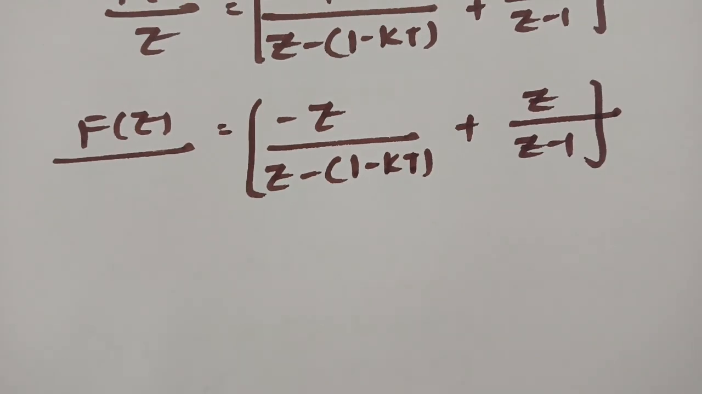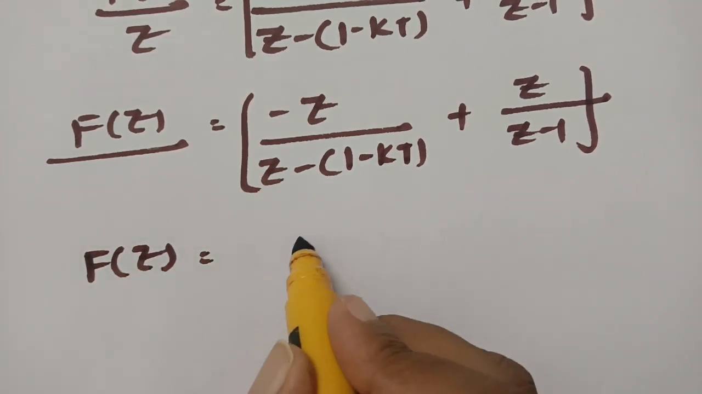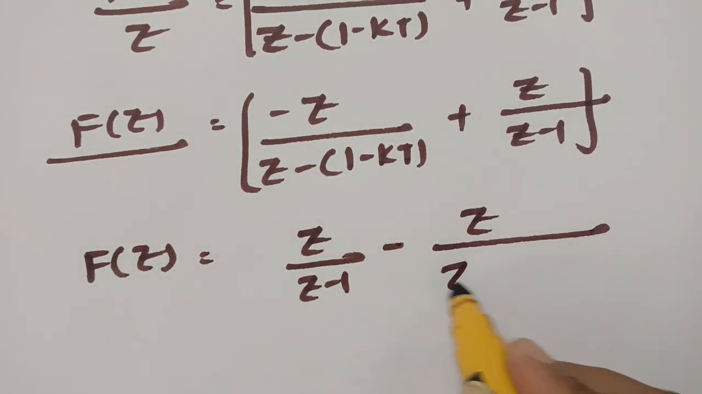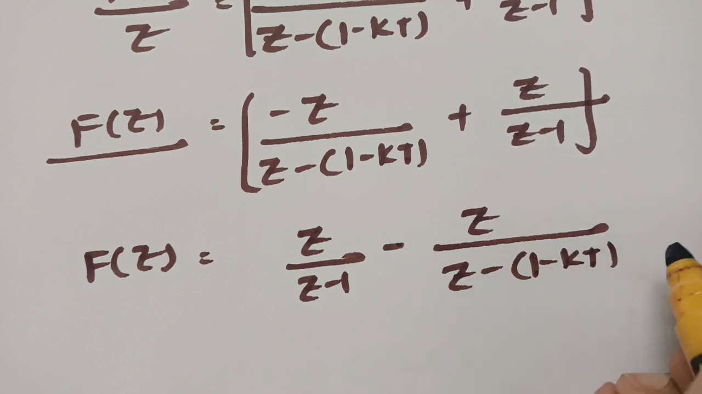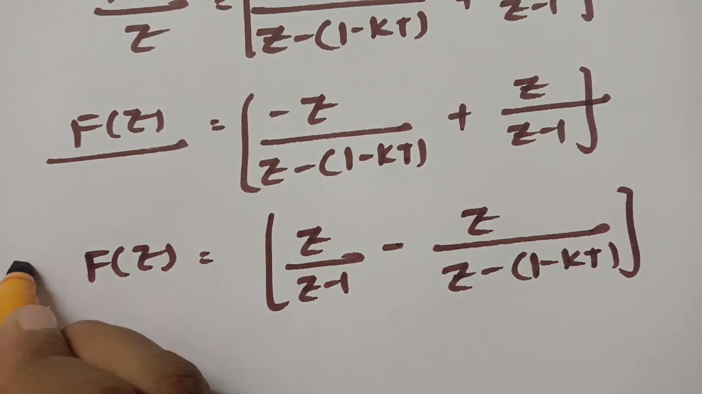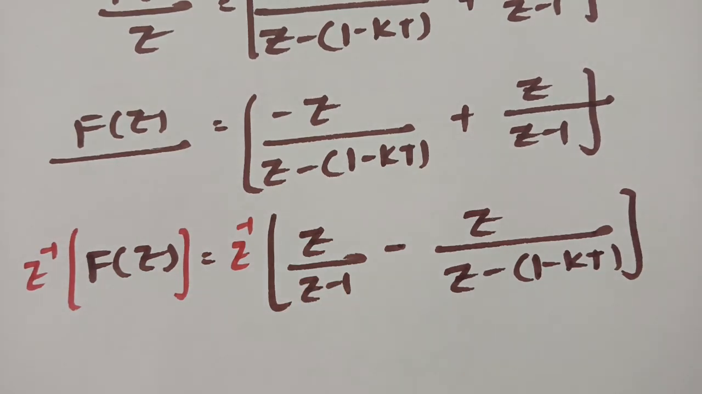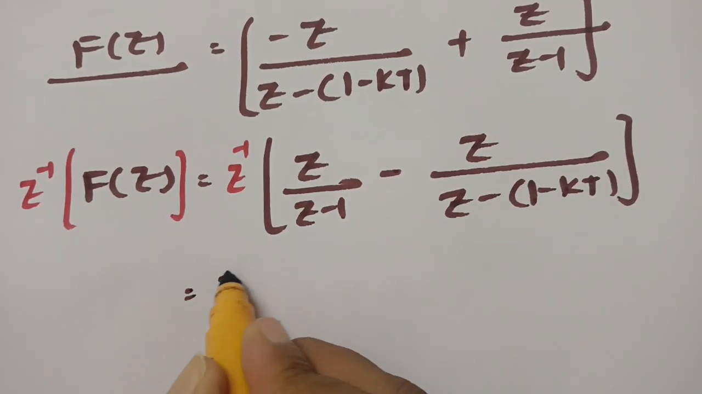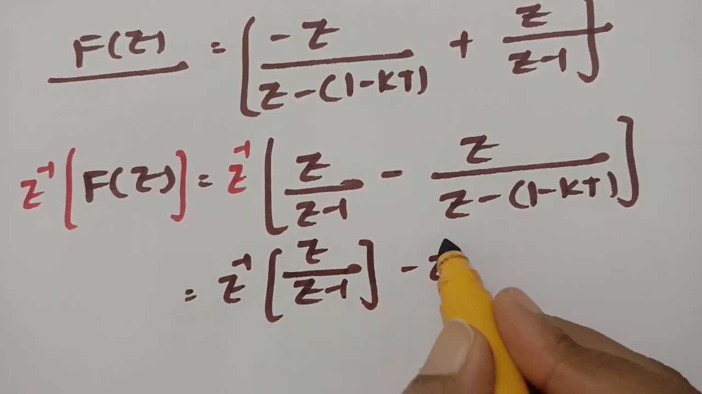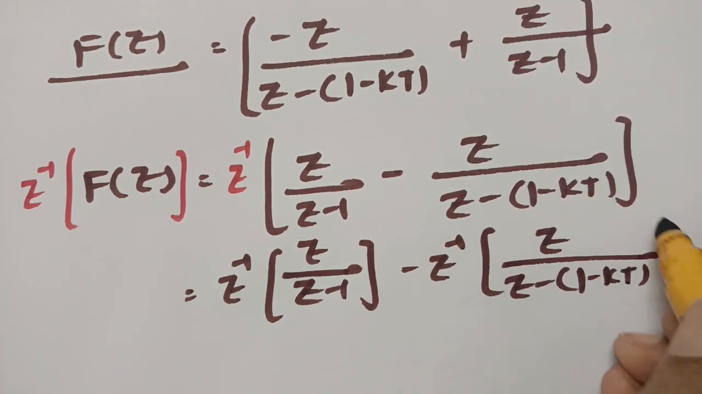Therefore, F of z is equal to, firstly I am writing z by (z minus 1) minus z by (z minus 1 plus kt). Clear? So now if I apply Z inverse on both sides, Z inverse of F of z is equal to Z inverse of this function. For each and every term, I'll apply Z inverse of z by (z minus 1) minus Z inverse of z by (z minus 1 plus kt).